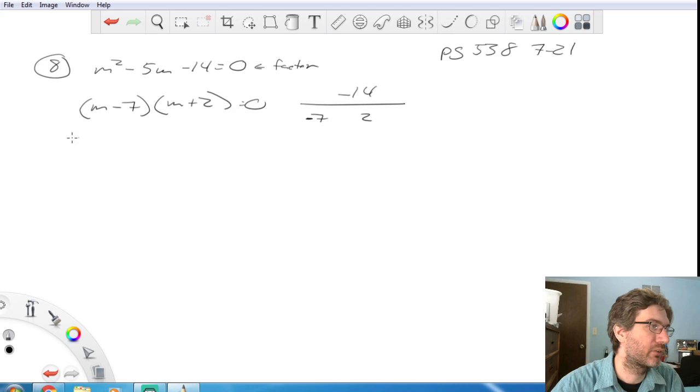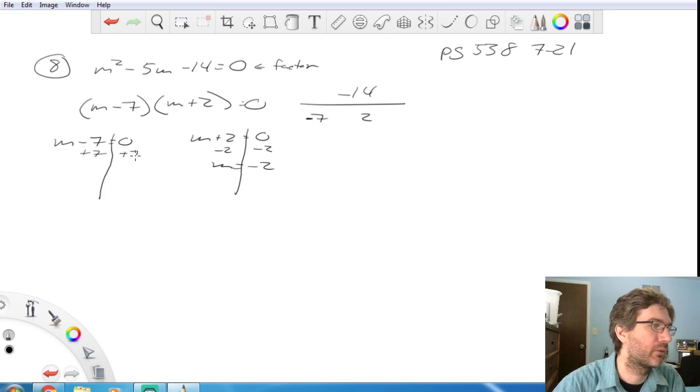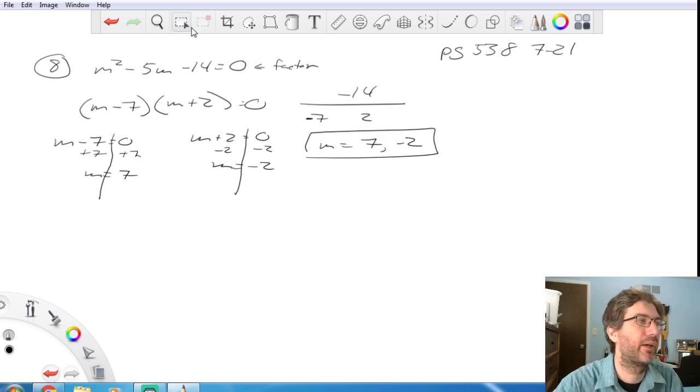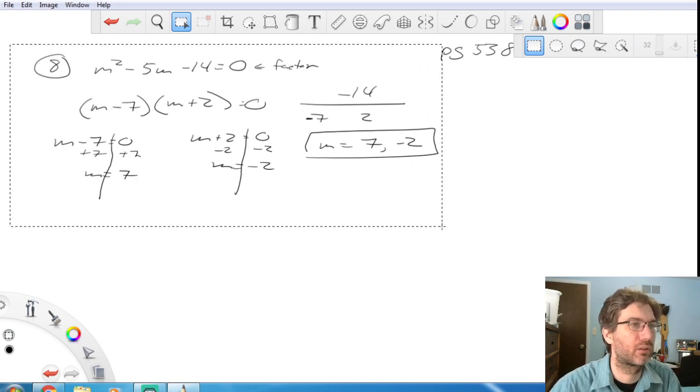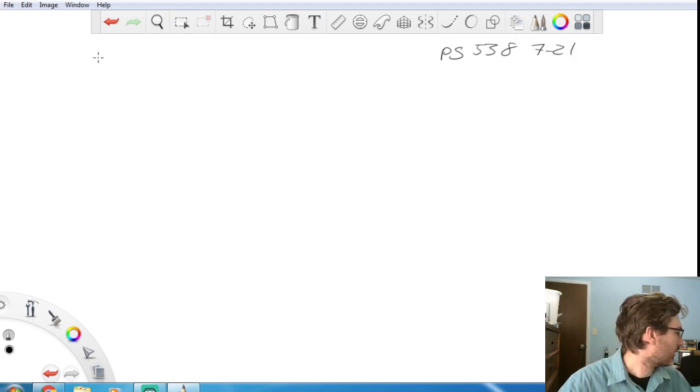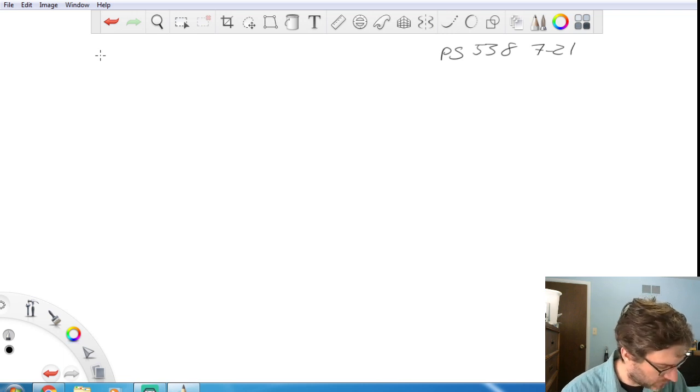And they equal 0, so set them each to 0. And m plus 2 equals 0. Minus 2, m equals minus 2, and plus 7, m equals 7. So your answers are m equals 7 and minus 2. Not too difficult. Let's see. Let's get a more difficult one. Let's get one with an a value or something here.